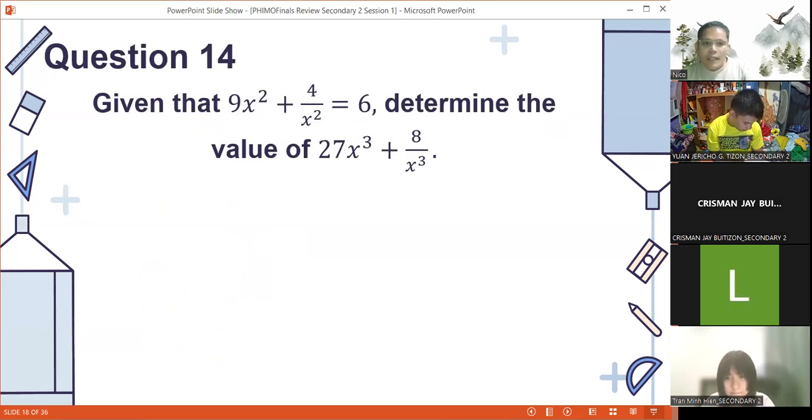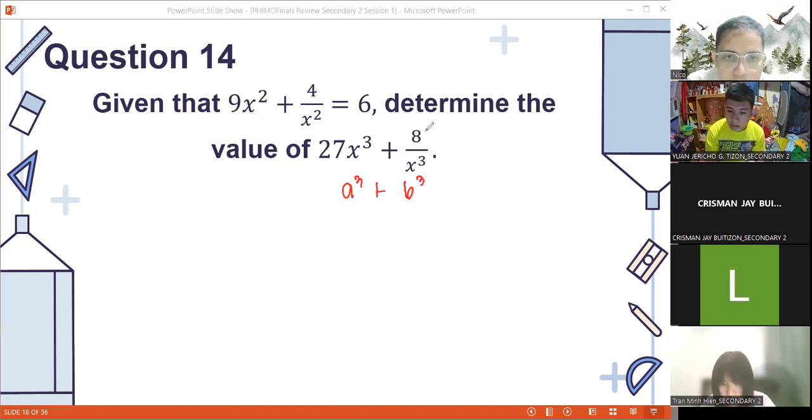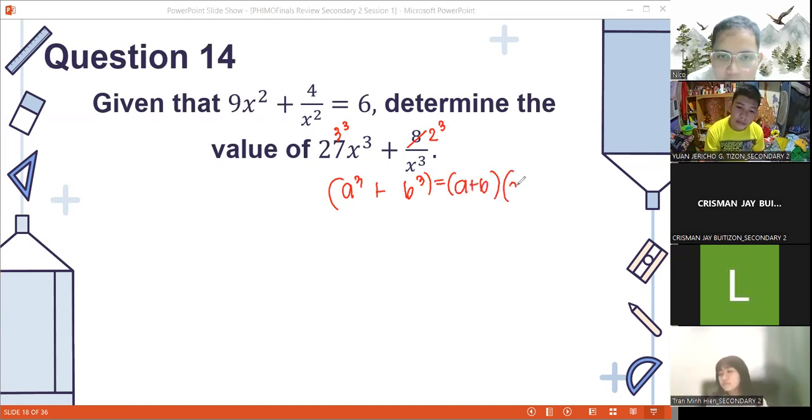Okay, how about this one? Given that 9x squared plus 4x squared is equal to 6, determine the value of 27x cubed plus 8x cubed. Okay, so this one here is a cubed plus b cubed, right? Take note, this is 2 raised to the cube. This is 3 cubed x cubed, okay? So this one is again a plus b, a squared, oh, it's plus, so minus, this is ab plus b squared.